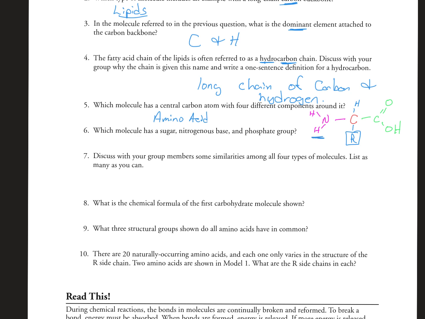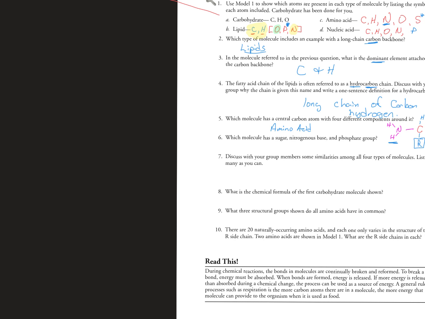The amine group and the carboxylic acid group, helping define that word. Which molecule has sugar, nitrogenous base, and phosphate group? Now here again, I'm going to draw it out over here because there's more room. Well, I already drew it. I'm not going to draw it out again. Well, I guess I might as well.